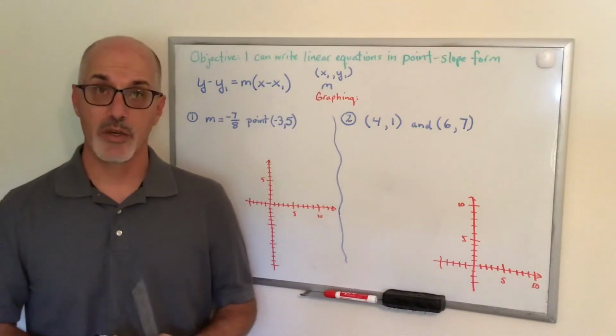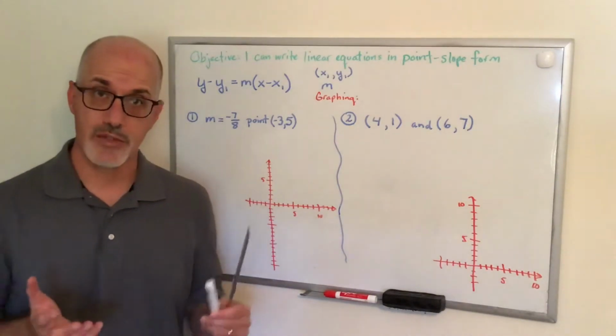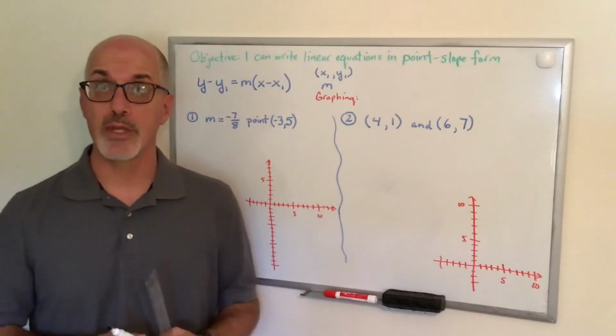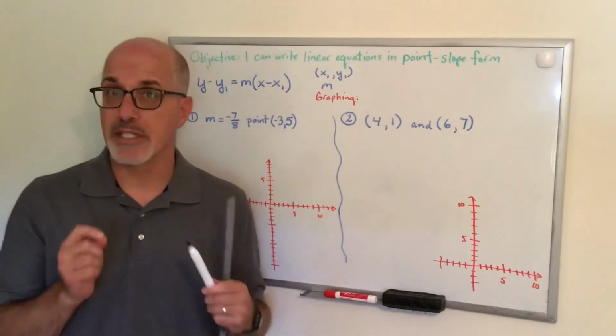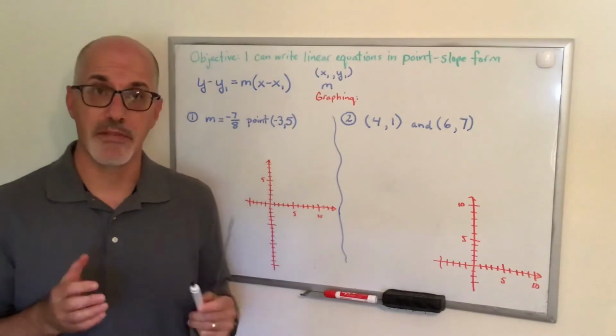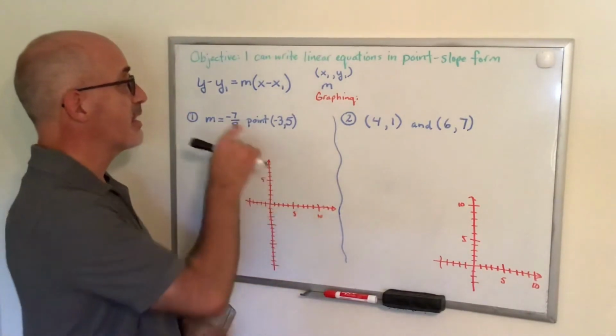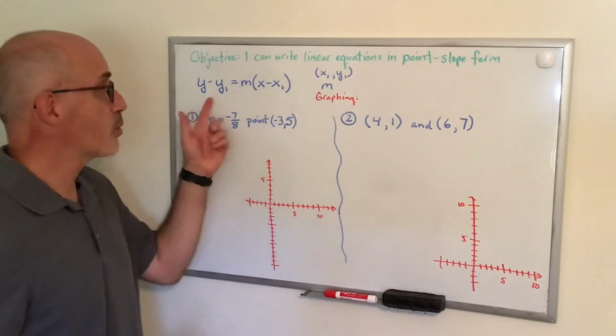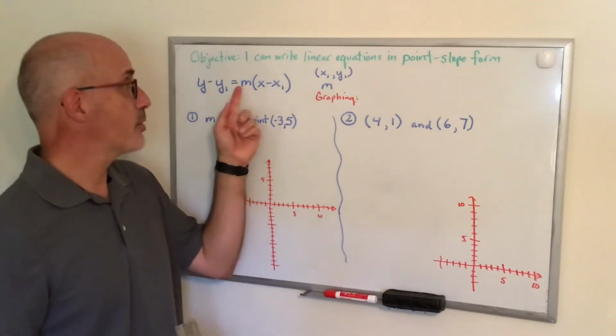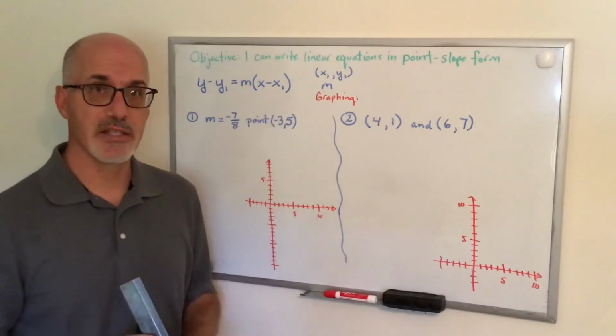As we work with linear equations, one of the forms that isn't used as much as some of the others is called point-slope form. It's got some very specific uses, ones that will be very handy in different cases. So as we look at this, this is the form. It says y minus y sub 1 equals m times x minus x sub 1.